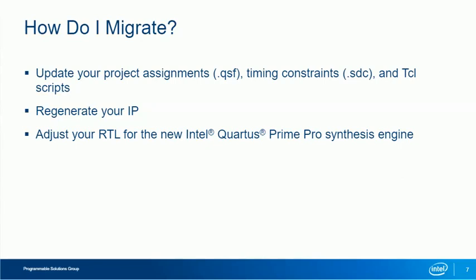Step 2 is to regenerate all your IP cores in your design. This includes code generated by Platform Designer. As you'll see, the software makes it easy to do this. Finally, you may need to make adjustments to your RTL code to be compliant with the new synthesis engine.